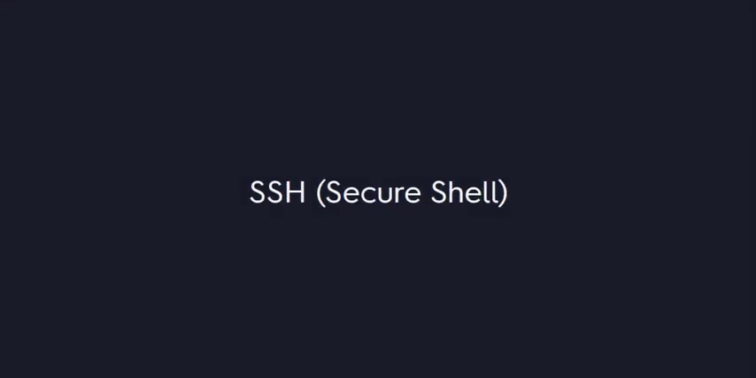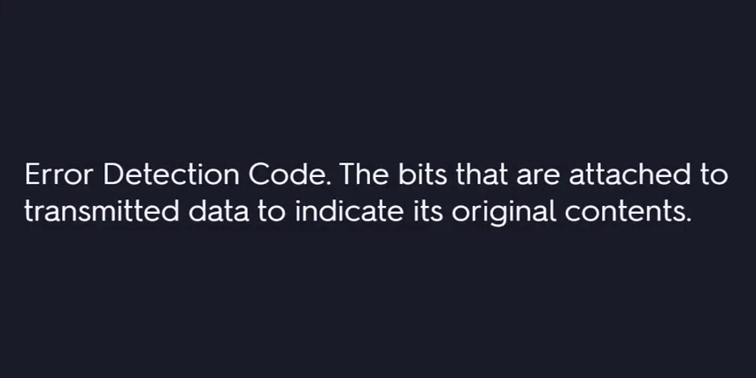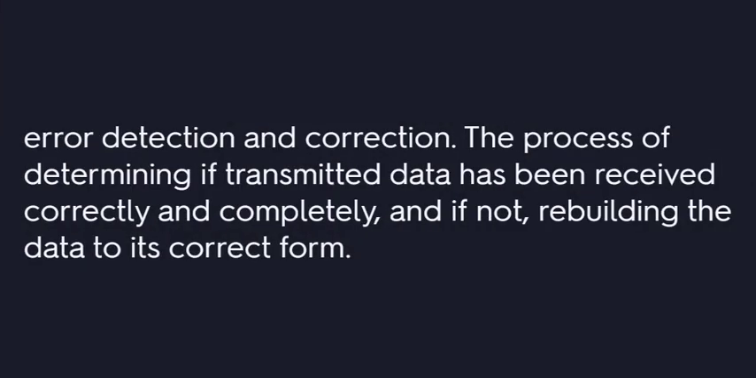SSH. Error detection code. The bits that are attached to transmitted data to indicate its original contents. EDC. Error detection and correction. The process of determining if transmitted data has been received correctly and completely, and if not, rebuilding the data to its correct form.